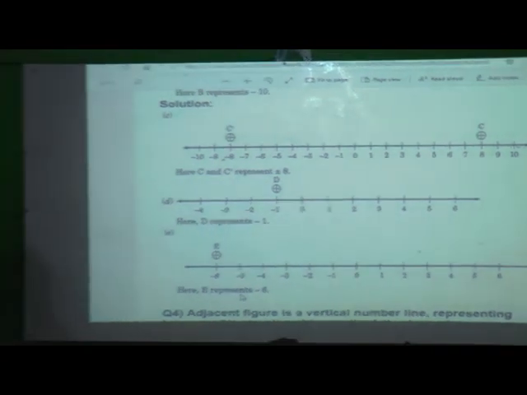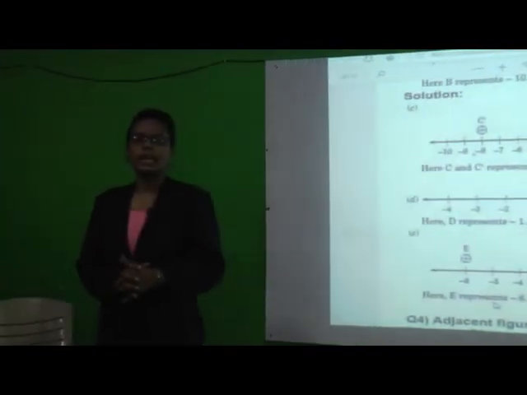So we have studied about ordering and comparing of integers in this class today, and also we have solved few examples from exercise 6.1. In the next class we will continue solving these sums.